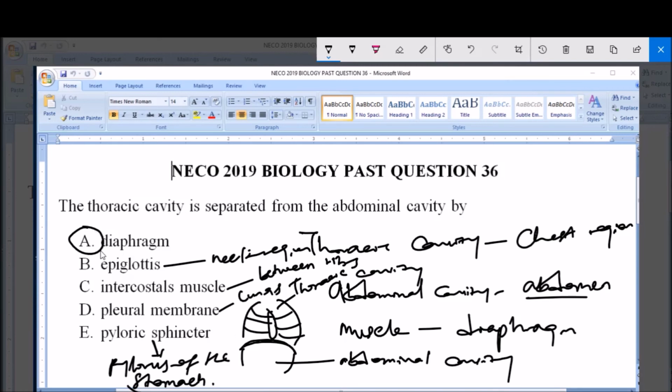So the answer to this question is the diaphragm. Diaphragm is a muscle that separates the thoracic cavity from abdominal cavity.